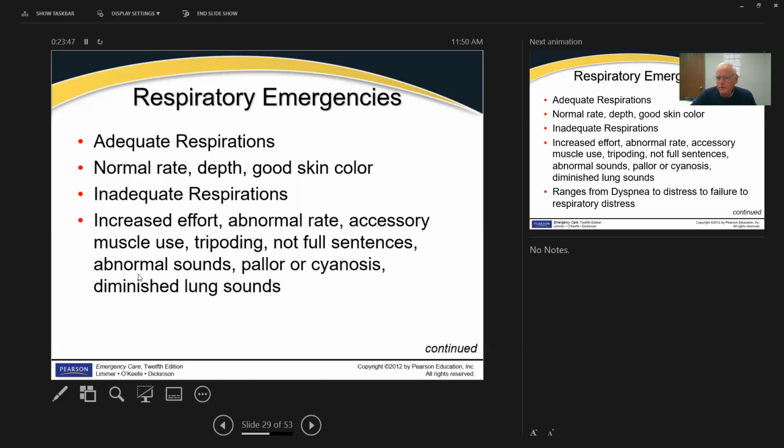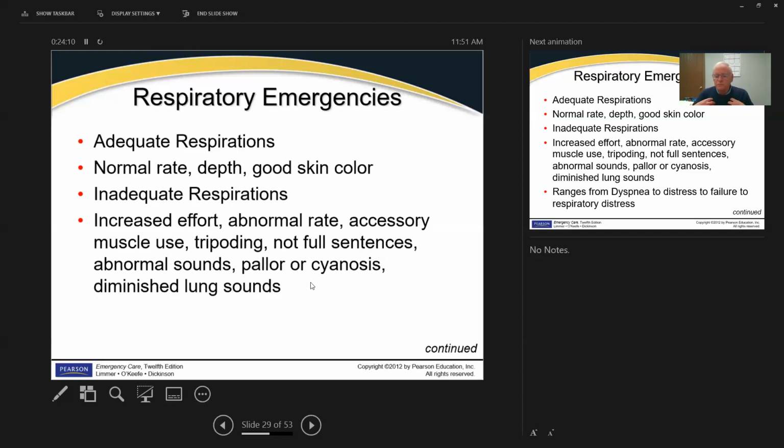We may hear abnormal sounds. We could hear gurgling, snoring, wheezes, a stridor, a high-pitched squeaky sound, crowing, barking, a lot of different sounds. They could be pale or blue, pallor or cyanosis. And when you listen to their lung sounds with a stethoscope, they're diminished.